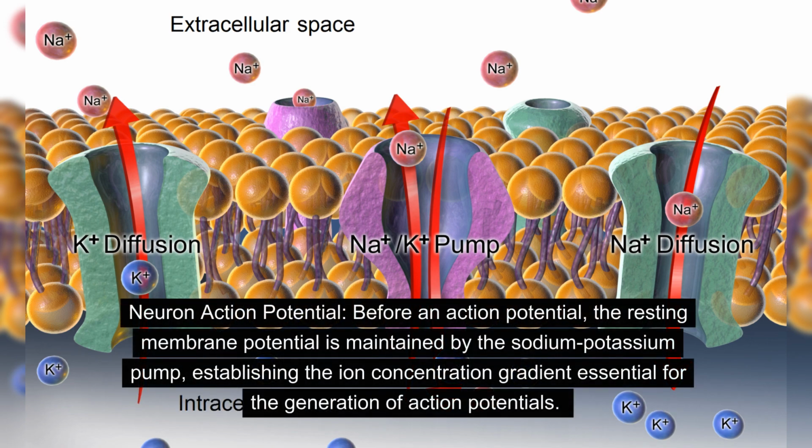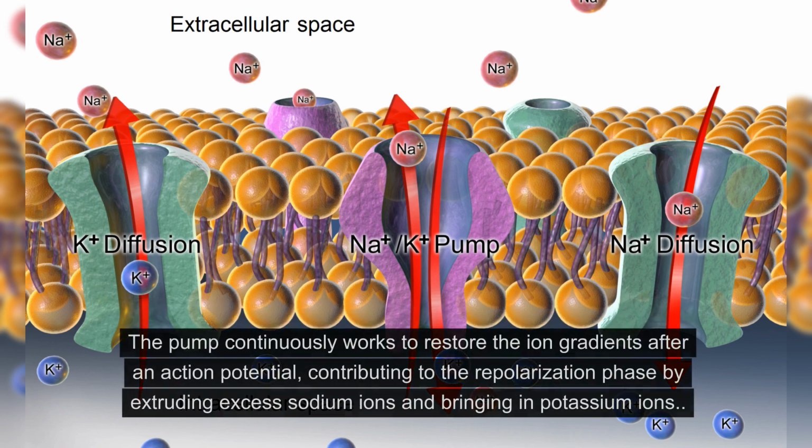Neuron action potential. Before an action potential, the resting membrane potential is maintained by the sodium-potassium pump, establishing the ion concentration gradient essential for the generation of action potentials. The pump continuously works to restore the ion gradients after an action potential, contributing to the repolarization phase by extruding excess sodium ions and bringing in potassium ions.